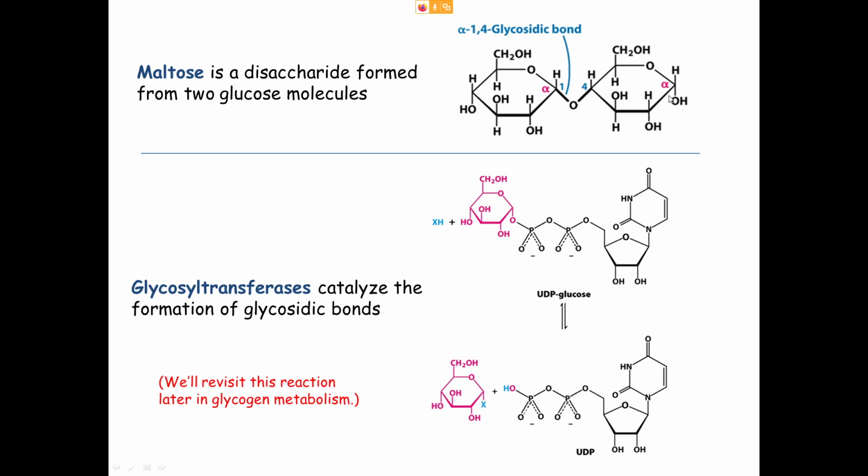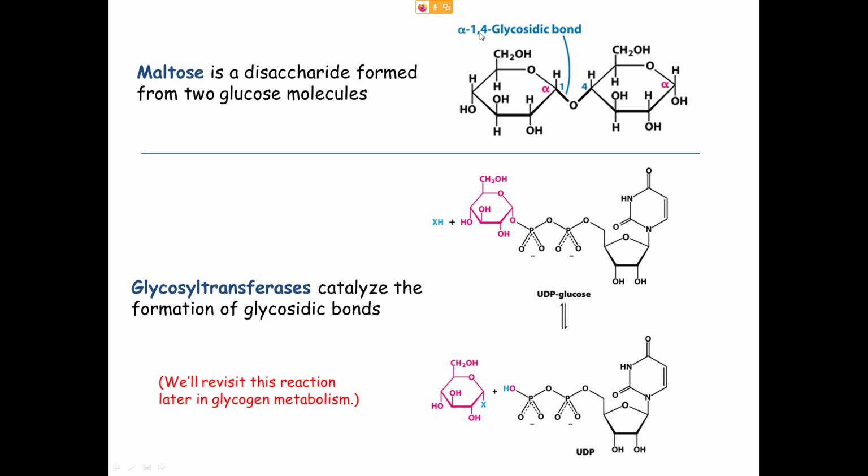This could have been beta. It doesn't make any difference. I still get the same connection. But this one had to be alpha. So the connection tells me that. It's an alpha 1 connected to a 4. Right? So alpha tells me number 1 is down. And because I know this is glucose, I don't have to tell you anything about number 4. I know it's down. If it were not, it would not be glucose.